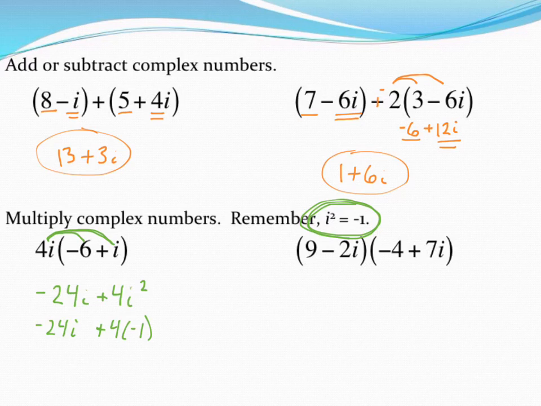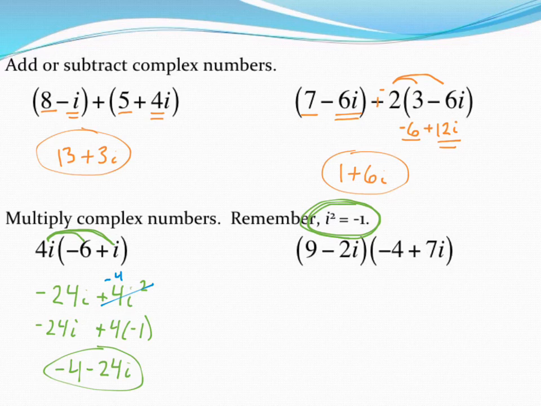So 4 times negative 1 is negative 4. Usually we'll write the real numbers in front. We don't have to, but usually we'll write the real part in front. So negative 4 minus 24i should be my solution. Now some people notice a shortcut right away, and they notice that all the i squared does is change signs. So when they see 4i squared, they just cross it out and put a minus 4 in its place. Every i squared is just a sign change.